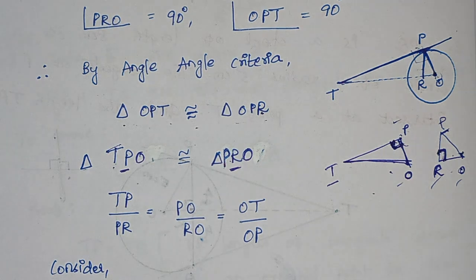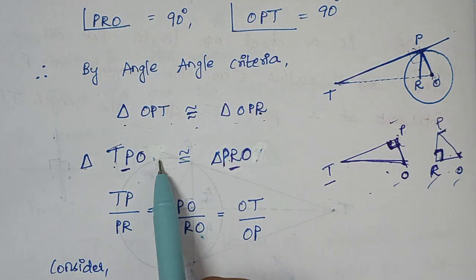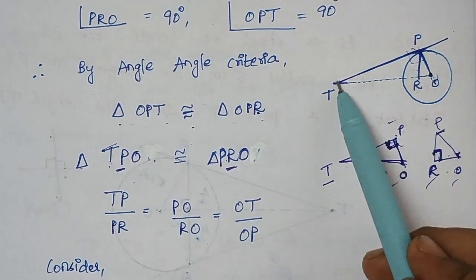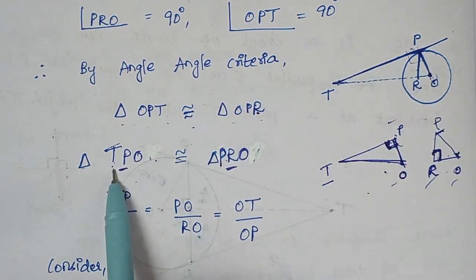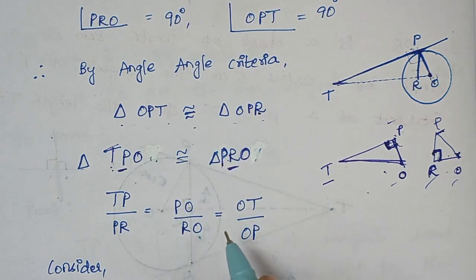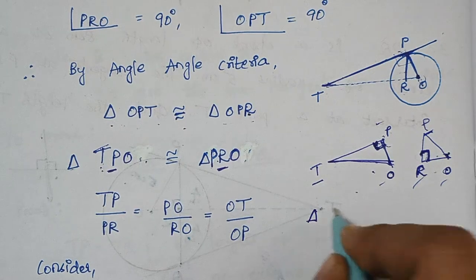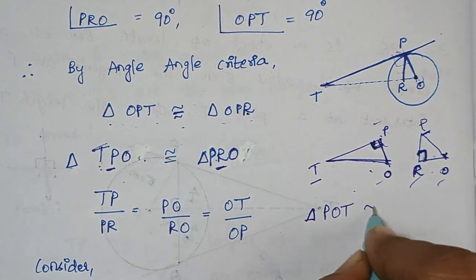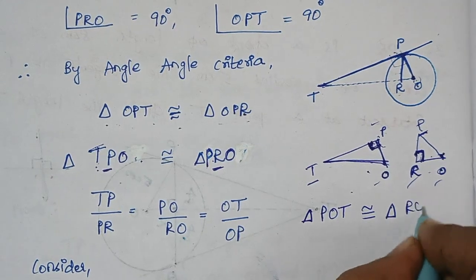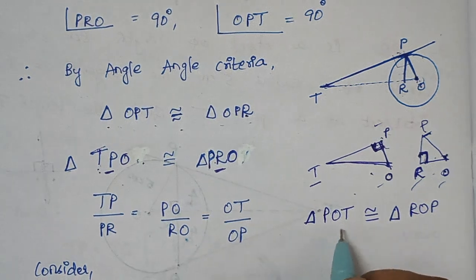Right. Again I am telling you, you can write T at the end also. Anyway it is fine. Since we need to find PT, I am writing T at the front. Even if you write it at the back also, you can write it accordingly. Let me show that also. So you see when you write like this, that is triangle POT is similar to triangle ROP.